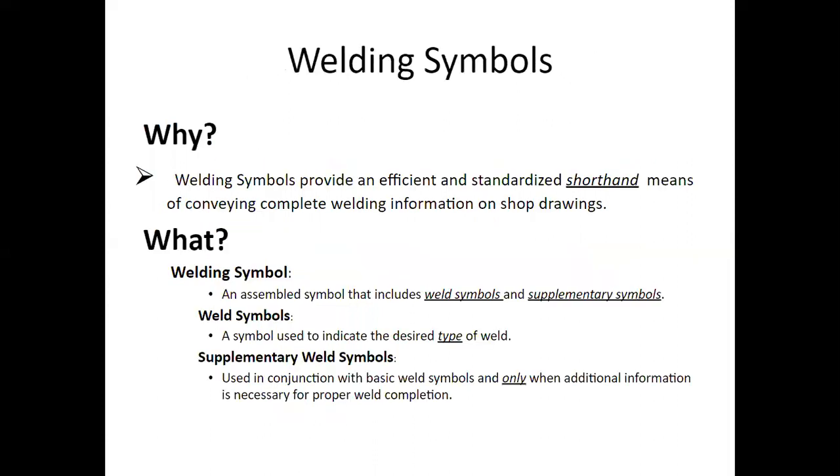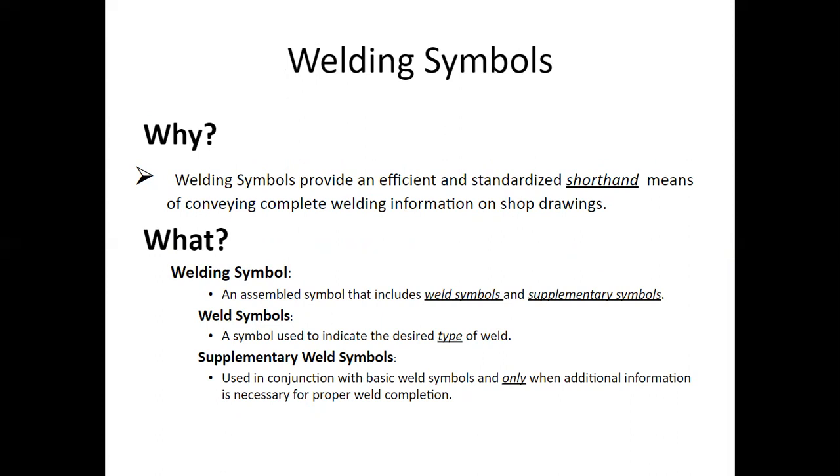So why? They provide an efficient and standardized shorthand means of conveying complete welding information on a shop drawing. Shop drawings usually have the pieces and the welds. We've got different types of drawings: shop drawings, assembly drawings, exploded views, detail drawings, and they can all be incorporated. We're going to play around with a bit of that when we get back into class. And if you take the 30 level, we're going to be working more with drawings and creating our own drawings for FAB Project D.